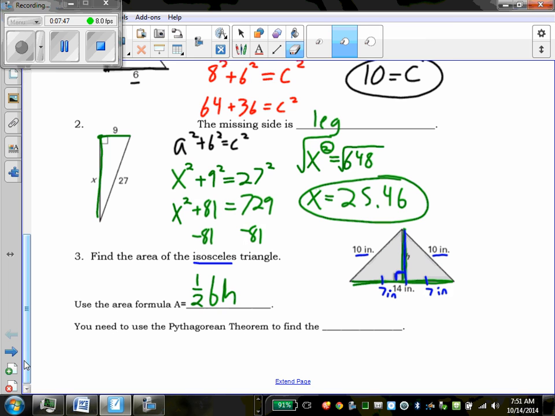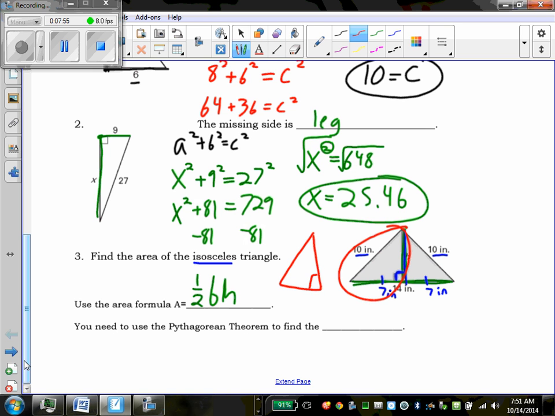What that allows us to do is we can look at half of the triangle and use it to find the height. If I look at half of it, I have a right triangle here, a right angle here. I know this is a length of 7 inches, and I know that this is a length of 10 inches, and I want to know this length. So we can set up Pythagorean Theorem to find the height.